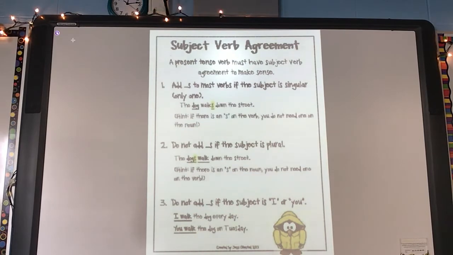You do not add an S if your subject is using I or you. I walk the dog every day. You walk the dog on Tuesdays. Would it sound right? Listen to this. I walks the dog every day. It sounds funny, right? And that's kind of how you guys can be the best judge on your verbs and nouns agreeing: what does it sound like? Listen for that sounding funny. You walks the dog on Tuesday. Does this sound right? No.